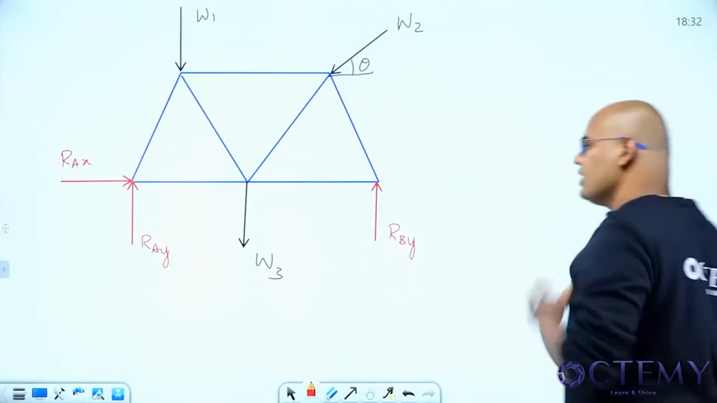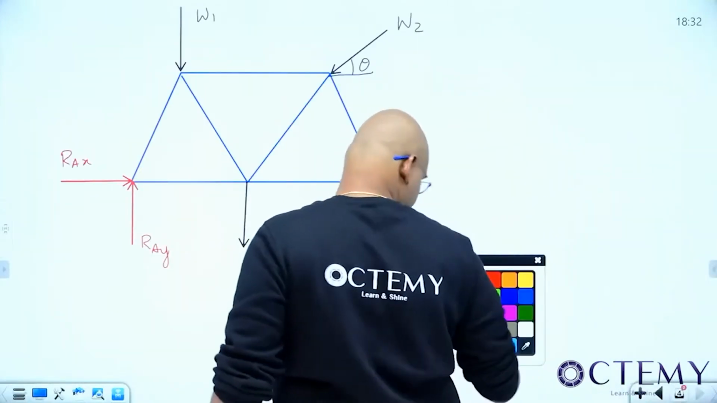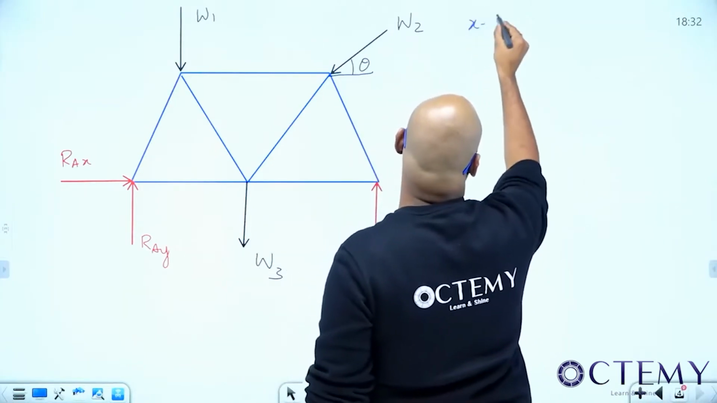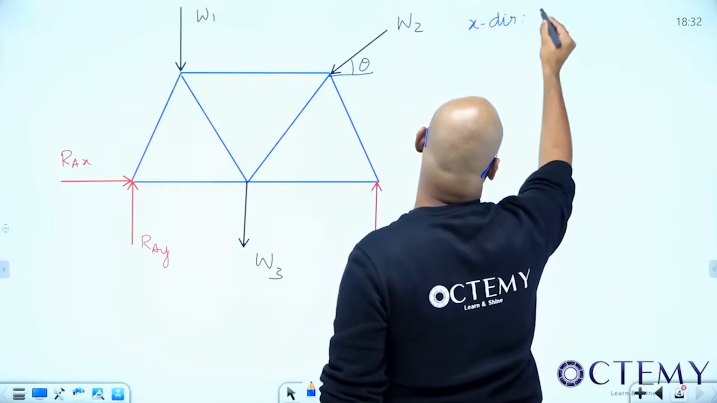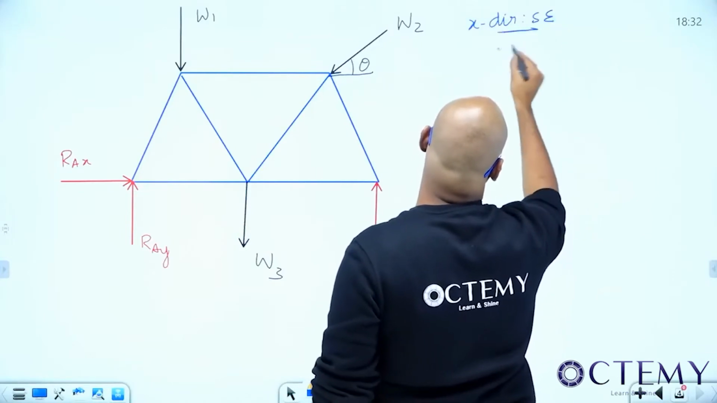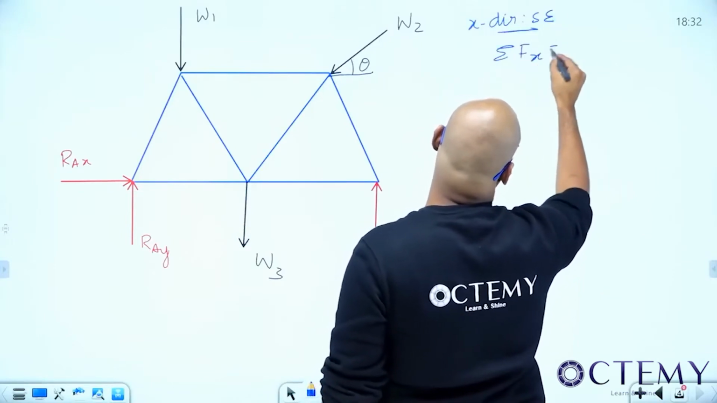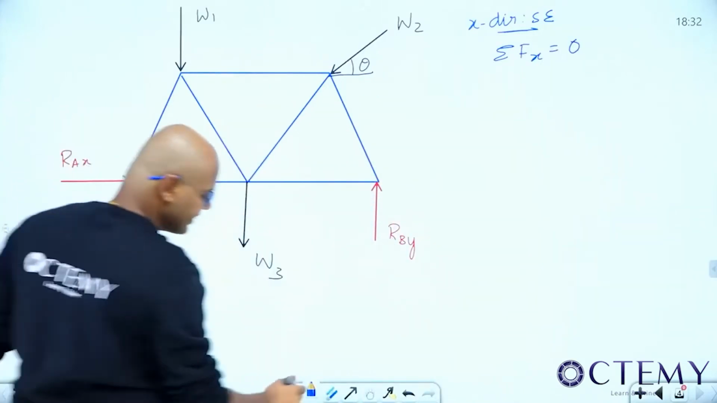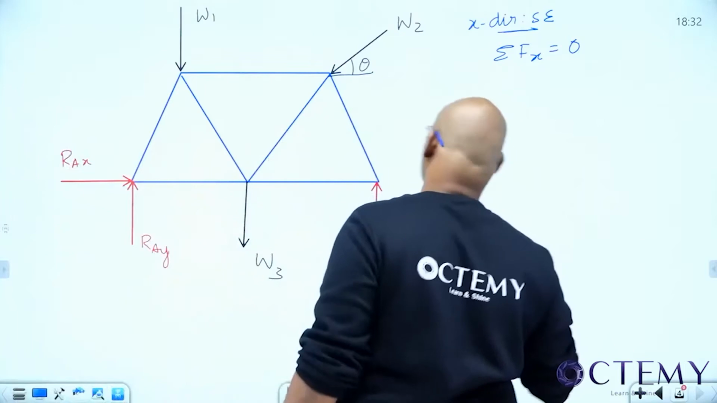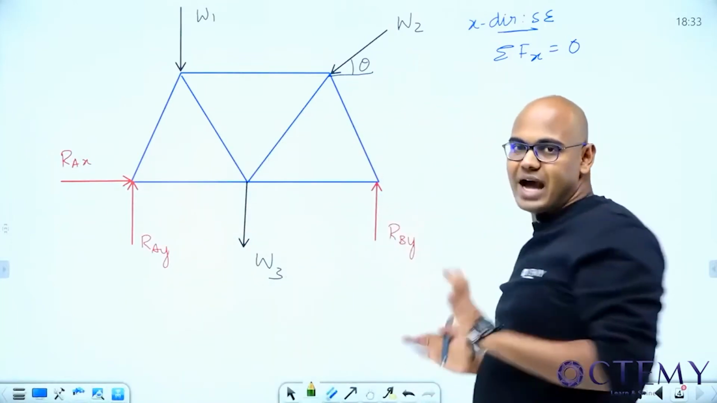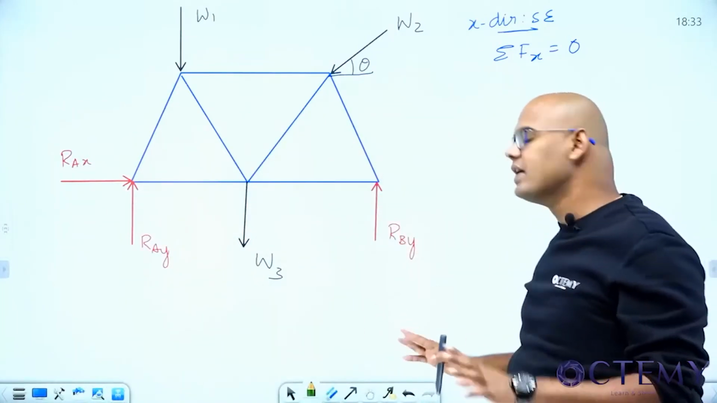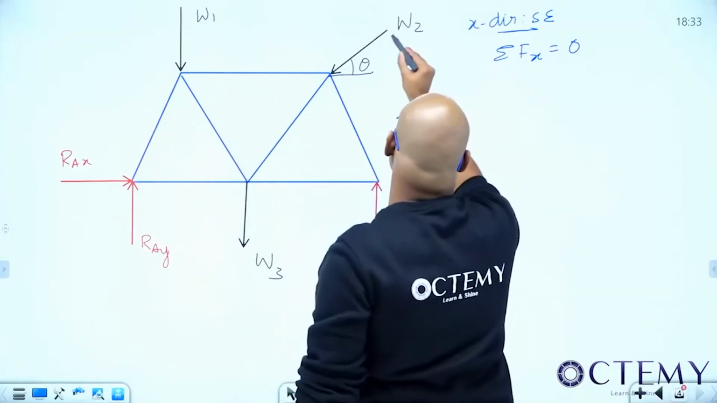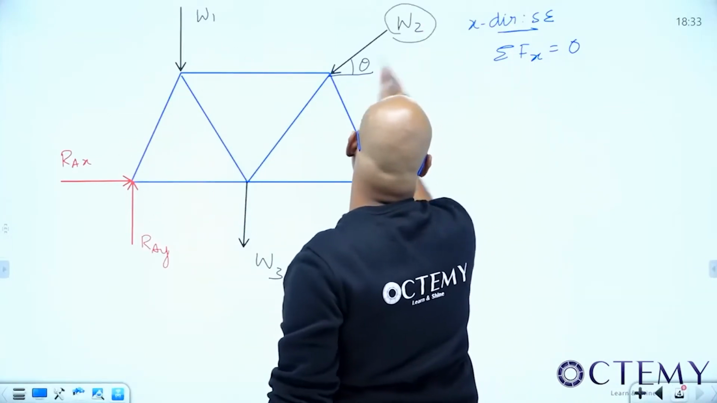Now how to get the reactions? So now it's straightforward. First, x direction, static or dynamic equilibrium? Static equilibrium. So sigma Fx is equal to 0. Sir, before going to this step, check whether all the forces are in x and y direction or not. All these are in x and y direction except my W2. So what to do? Resolve this.